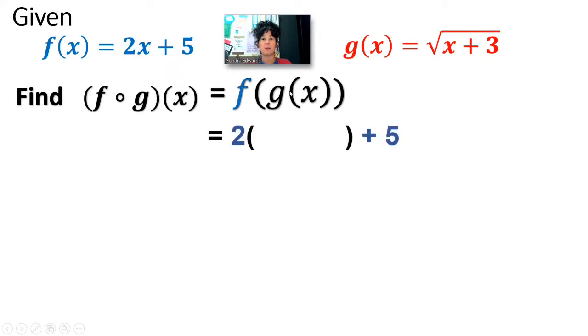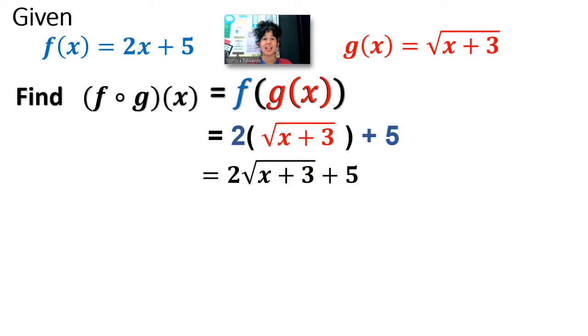However, every place that we see an x, we want to replace it with g of x. Notice normally you would see f of x. So instead of f of x, that x is getting replaced with g of x. So I'm going to replace the x in the f function with g of x. And we actually have now found the answer to f composition g of x.